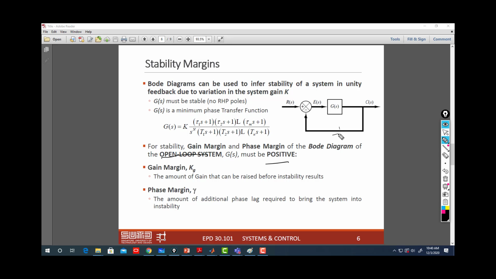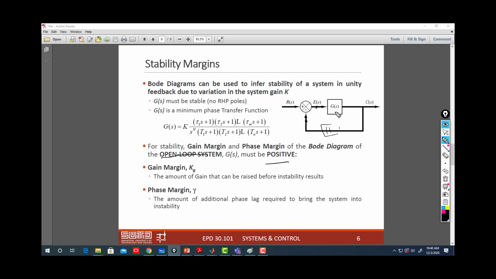Maybe I have here H, so then your open loop system is G times H. So you take the arrow and you open the system, then you get E from here to here, a transfer function. That's the open loop system. So for stability, the gain margin and phase margin of the Bode diagram of the open loop system must be positive.